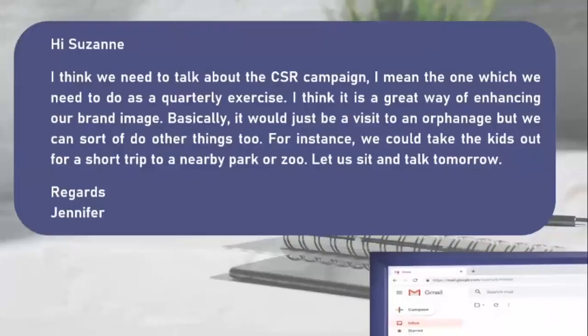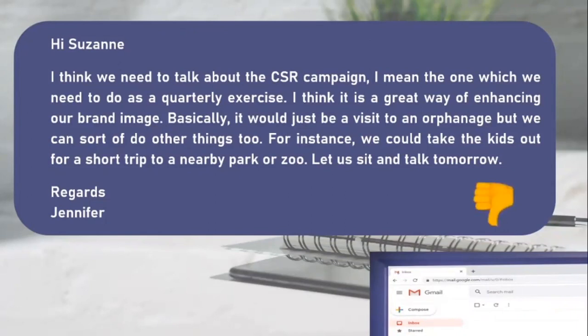We have a mail here which reads, Hi Suzanne, I think we need to talk about the CSR campaign. I mean the one which we need to do as a quarterly exercise. I think it is a great way of enhancing our brand image. Basically, it would just be a visit to an orphanage, but we can sort of do other things too. For instance, we could take the kids out for a short trip to a nearby park or zoo. Let us sit and talk tomorrow.